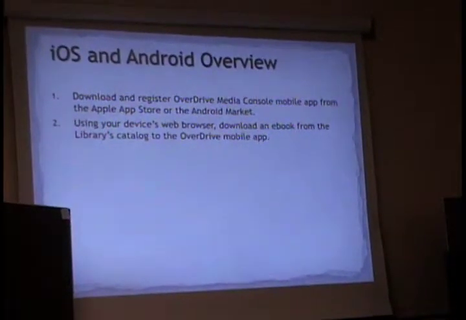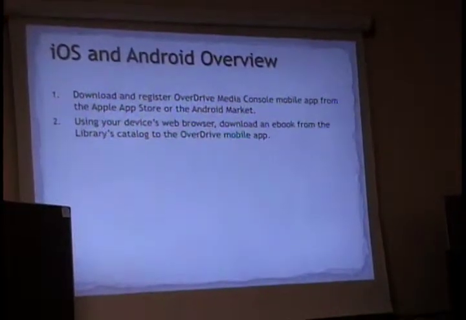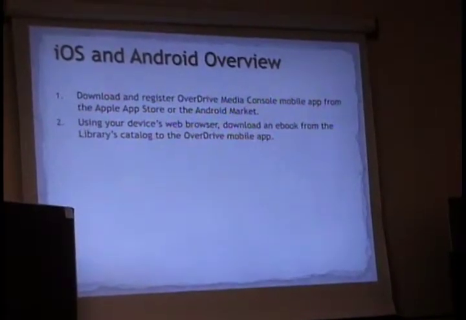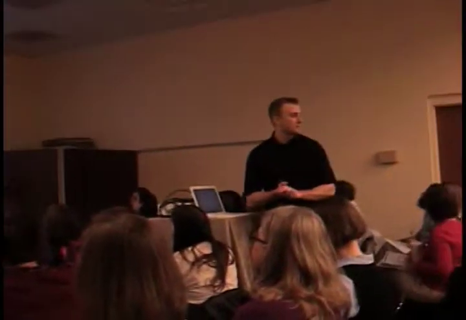If by some chance you have someone with an iPad or an iPhone or an Android smartphone, there is a different process. It's a two-step process. Download and register the Overdrive Media Console mobile app, which they can find at either the Apple App Store or the Android Market. Again, that's a free download. And again, it's very similar to iTunes for ebooks, except this time it circumvents the computer. You can download ebooks directly to your device. You can manage your collection directly on the device. You don't need a computer as an intermediary between the library catalog and the device that you're going to read it on.